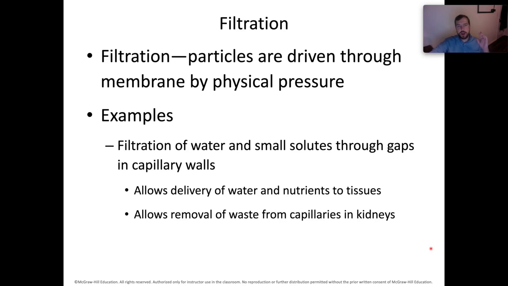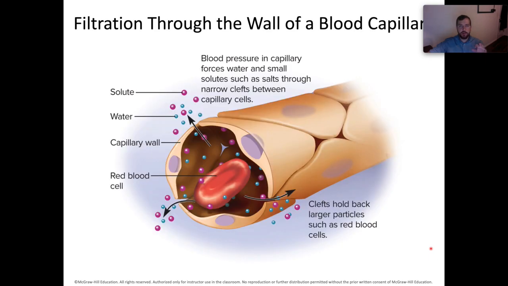Filtration is where you drive something through by pressure, okay? So it's not an osmotic gradient, it's a pressure gradient. So for example, water and small solutes through your capillaries in the endothelium of your blood allow you to deliver water and nutrients to tissues, and it's also the mechanism by which your kidneys filter waste. So this has to do with blood pressure, interstitial pressure, pressure gradients driving something in or out of a cell.